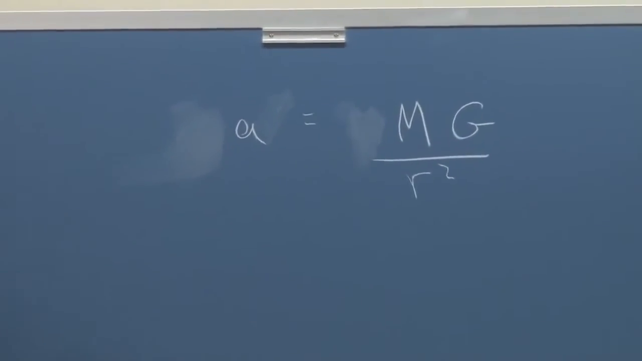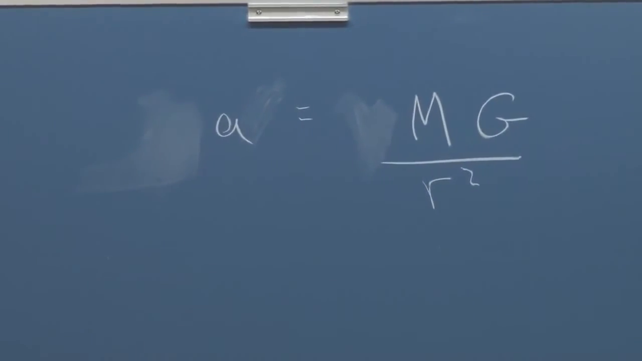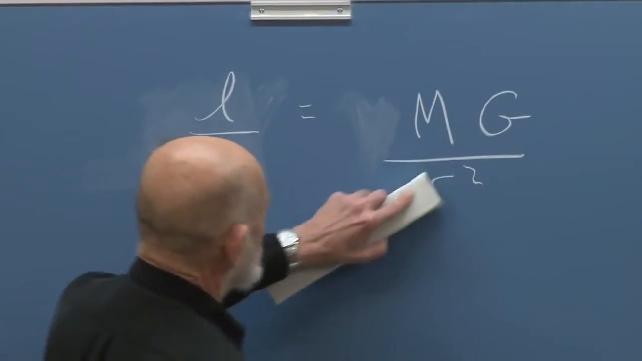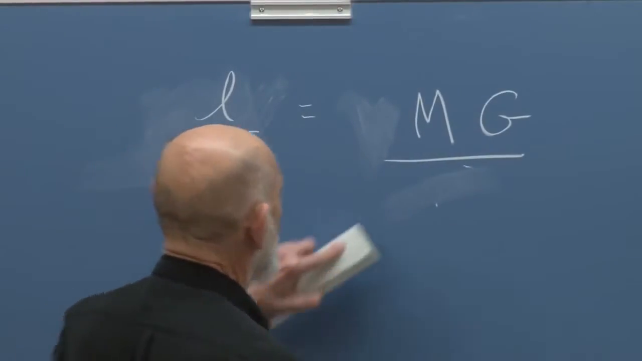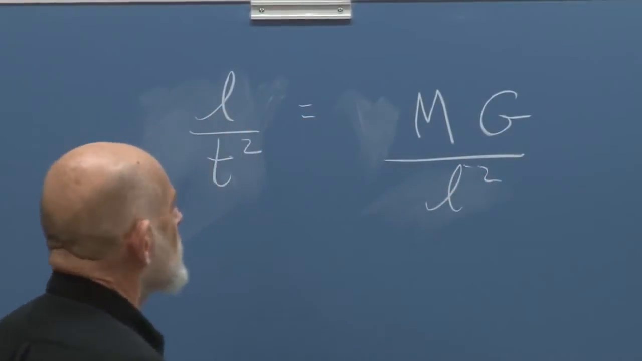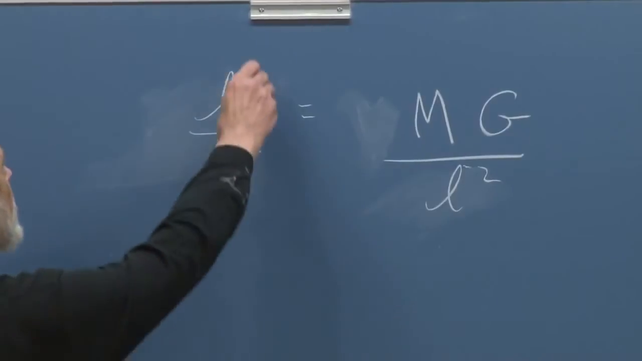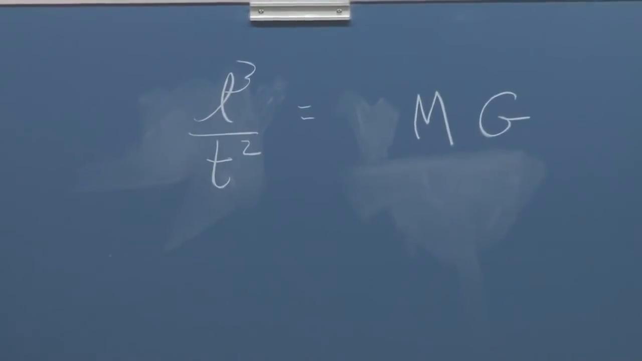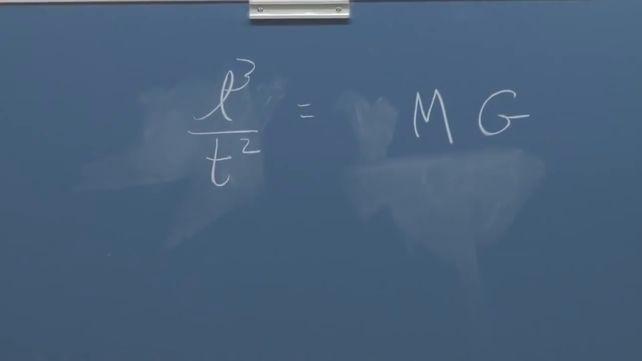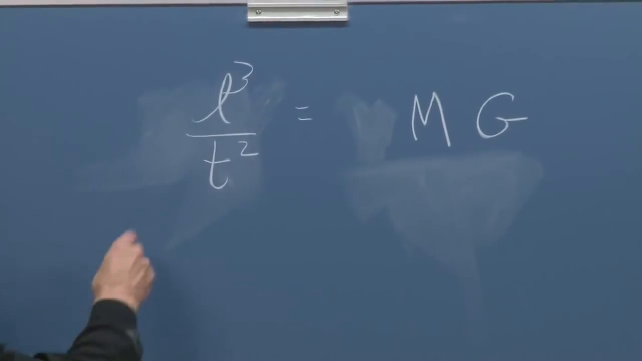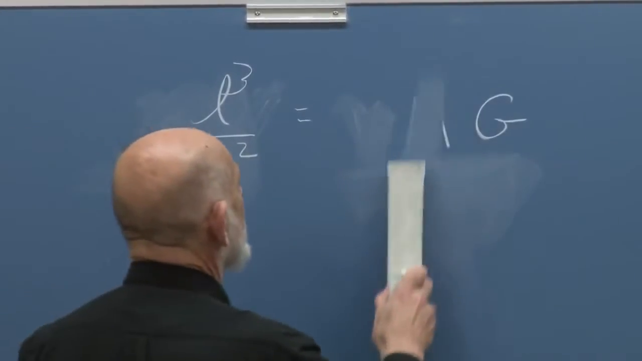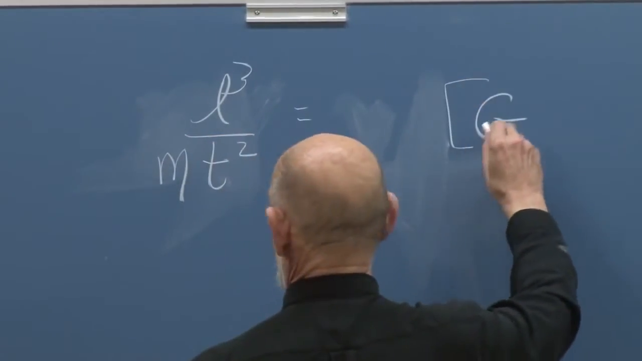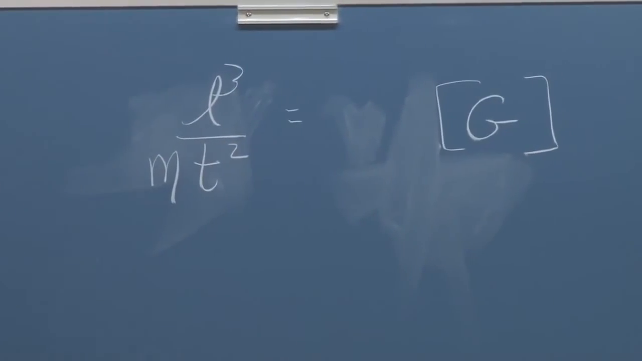What about an acceleration? An acceleration is a length divided by a time squared. Right? So this is a length divided by a time squared. This is a length squared here. So let's multiply by a length squared. This will give us a length cubed on the right side, and we'll get rid of the length squared on the left side. Length cubed divided by time squared is equal to m times G. And now to find G, all we have to do is divide by a mass. The meaning of this equation here is that the units of G are units of length cubed divided by mass divided by time squared.